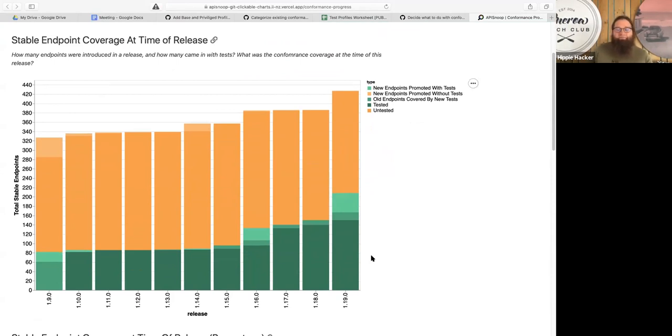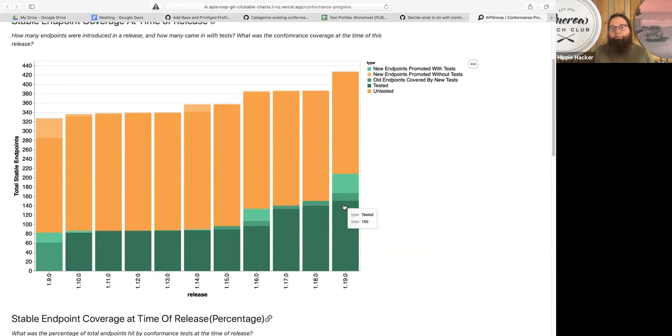But the orange is where our growth is accumulating for a backlog of debt. The solid green is how many endpoints we have conformance over. The lighter green is endpoints that we had as old debt that now have conformance coverage. And this new one here, in release 119, we had 41 new endpoints, and we were able to ensure that all of them came with conformance tests.